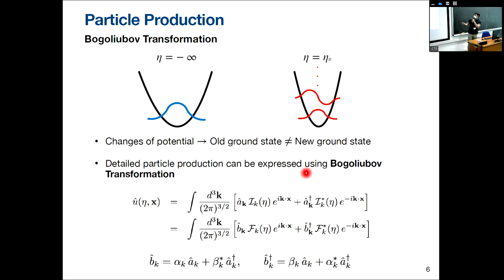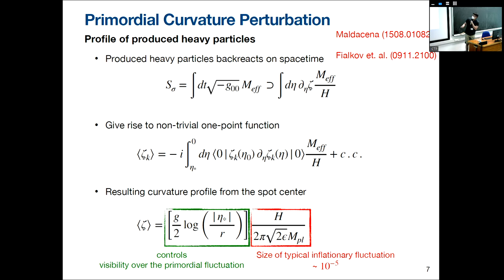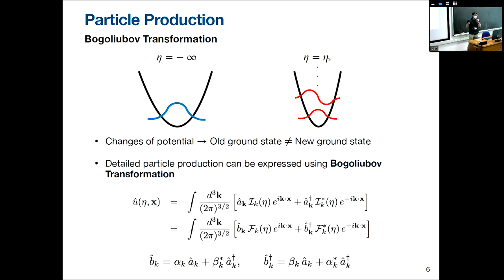Detailed particle production can also be expressed in a Bogoliubov transformation, which I'm not going to explain in detail because I don't have much time. But the point is that the initial creation and annihilation operators can be expressed in terms of the later-time creation and annihilation operators. We can use this formulation to calculate the number density of this heavy particle, and then put in some backreaction constraints. We don't want to produce too much, because that would stop the inflation from happening.